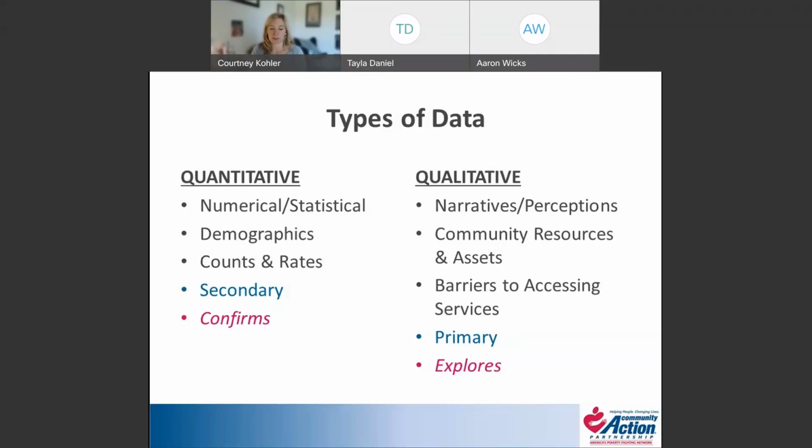And this is really primary data. It comes directly from the source, directly from the customer or the community member that's experiencing it. And the purpose of this type of data is really to explore. It goes a little bit deeper than those numbers. It explores maybe the why or the perception around that as well.